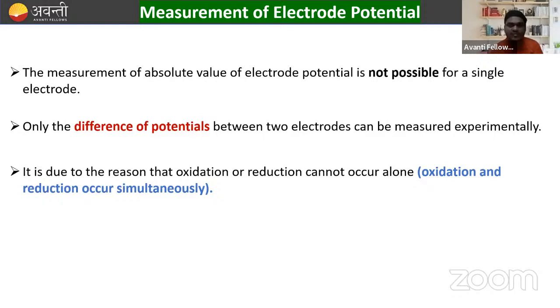So the measurement of the absolute value of electrode potential is not possible for a single electrode. Only the difference of potential between the two electrodes can be measured experimentally, and it is due to the reason that oxidation or reduction cannot occur alone. Oxidation and reduction occur simultaneously.